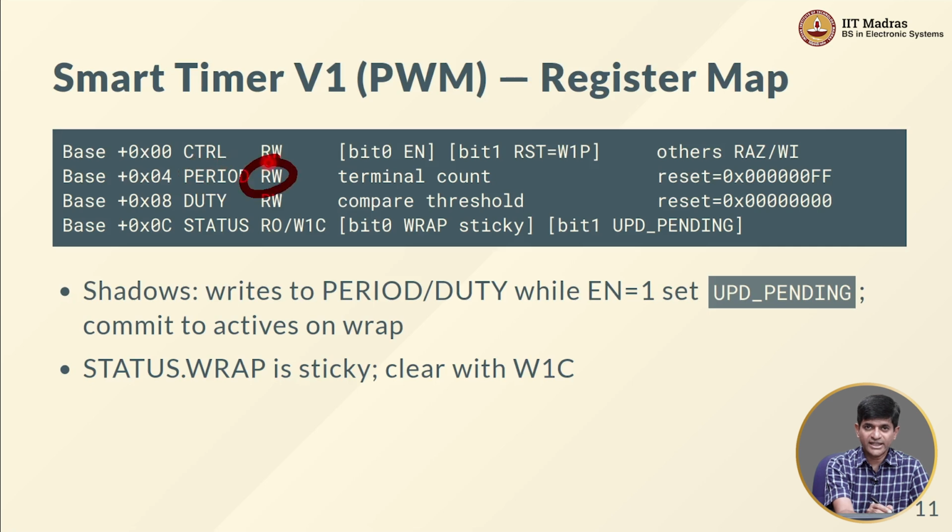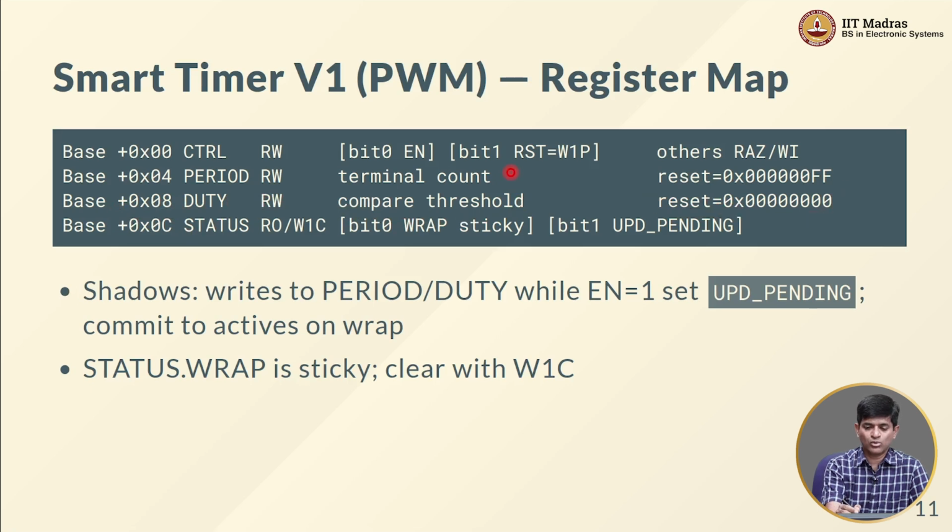It is also read write, and this is just a 32-bit value which tells you at what point you need to wrap around. At reset, it is set to the value 255, which is 0x0ff. Register address 8 corresponds to the duty cycle, read write. It is the threshold for comparison, and at reset it is set to the value 0.